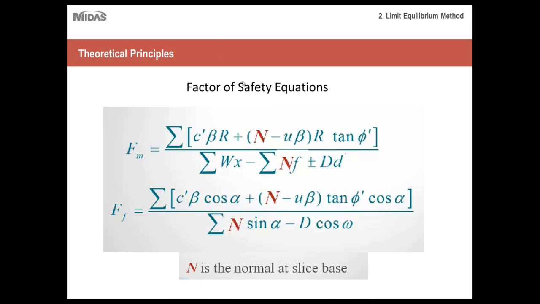Okay, so here are the factor of safety equations. The two factors of safety that are determined are the factor of safety for the moment and the factor of safety for the force. These are somewhat self-explanatory, so I won't go into too much detail, but keep in mind that the normal force is used in both the numerator and the denominator of each equation. So it's very important that the normal force is calculated correctly for each slice.